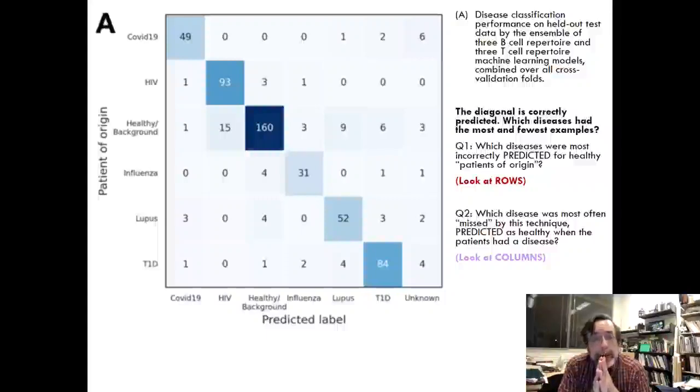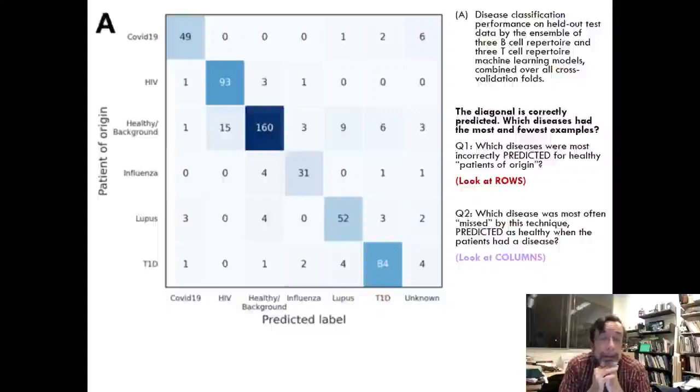So you look up and down, you see the number of cases. Of course, they had different numbers. They had a lot more healthy people than they had anything else. That gets the dark blue 160. But I want you to look at the rows. Each row is what the disease actually was. If it's on the diagonal, it means that the disease was correctly predicted. If it is a large number not on the diagonal, that means for that row, the computer predicted that they would have a different disease or health status than they actually had. It's where the computer got it wrong.